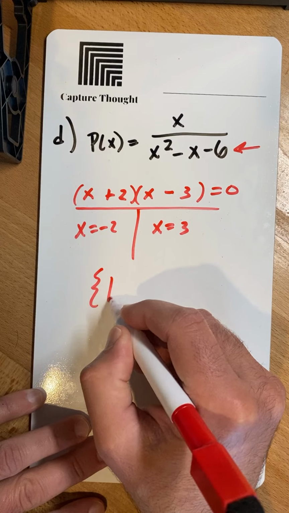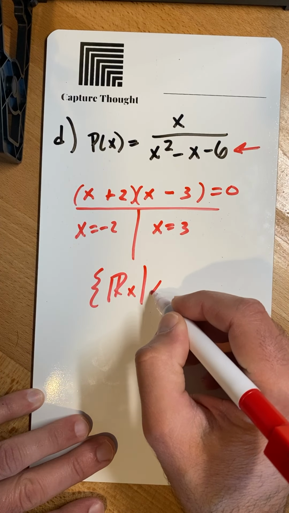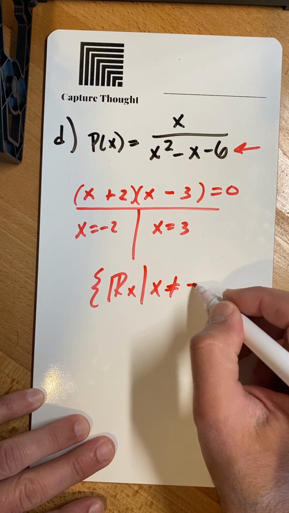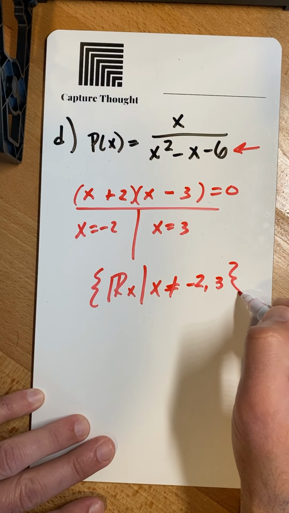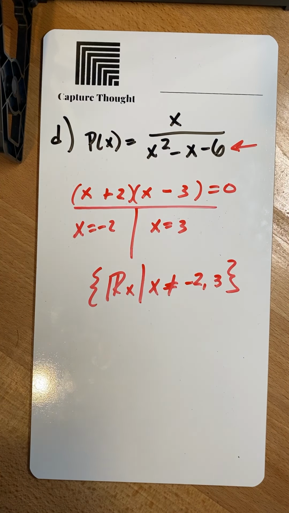So therefore you would represent your domain as all real numbers x such that x does not equal negative 2 or 3. All right, that's how you do number 3 on the QR code review.